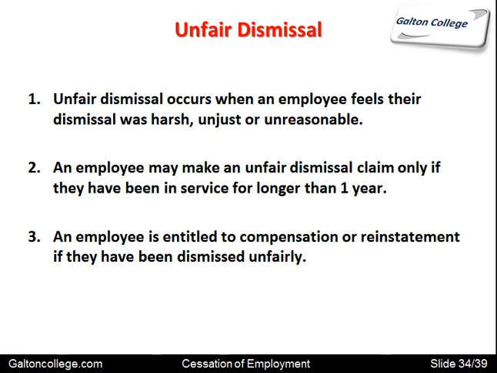An employee is entitled to compensation or reinstatement if they have been unfairly dismissed. So having made a claim for unfair dismissal, he would go to a tribunal, be examined by a tribunal, and they would issue compensation or reinstatement if they felt that the claim was correct, that they were unfairly dismissed.